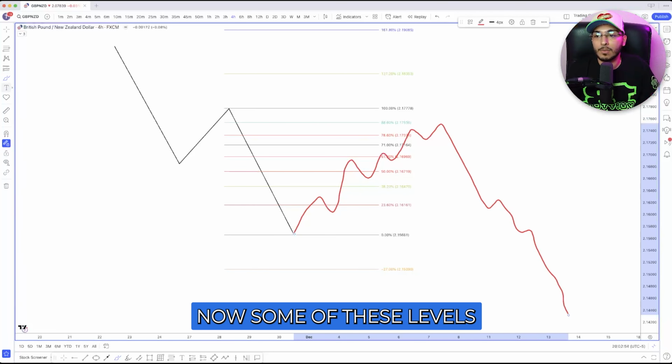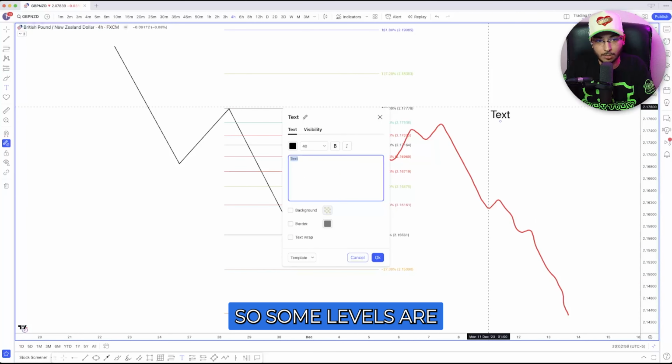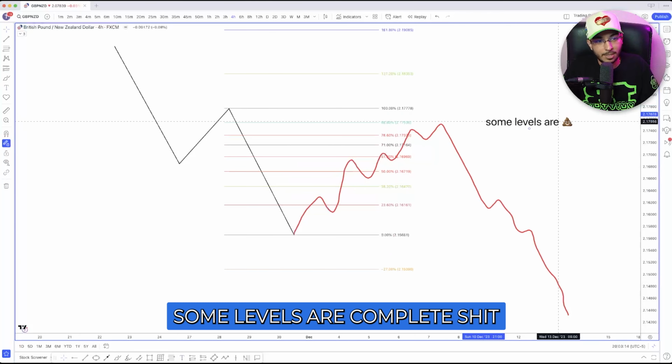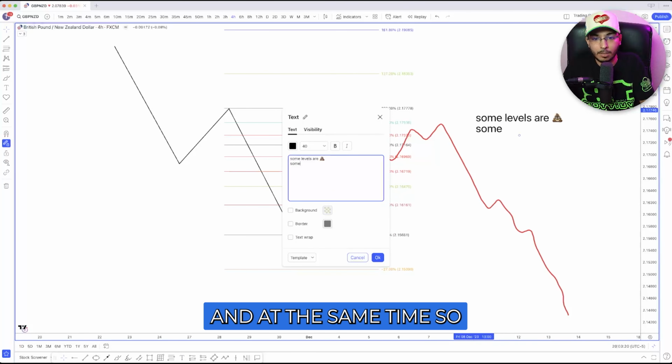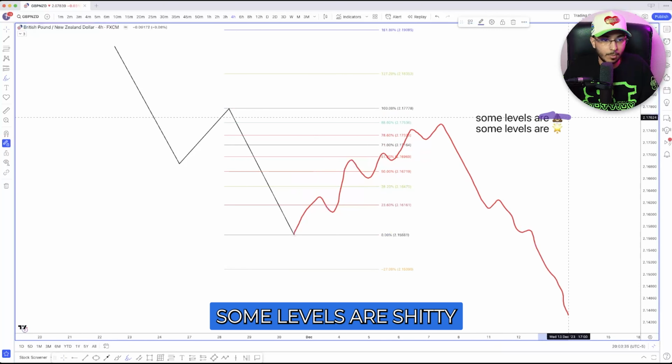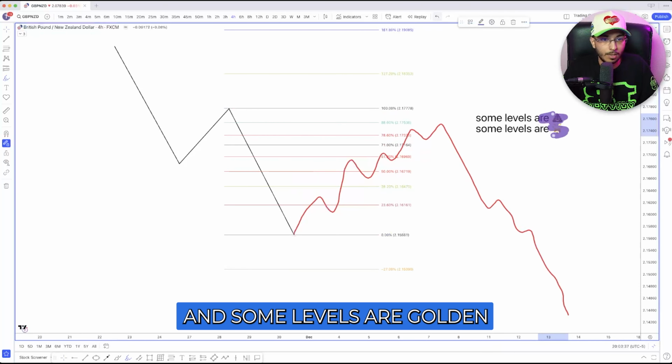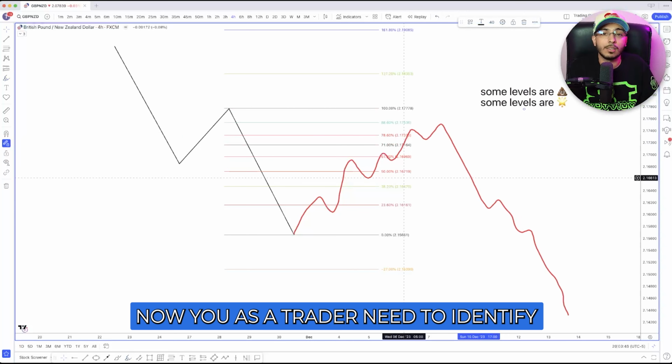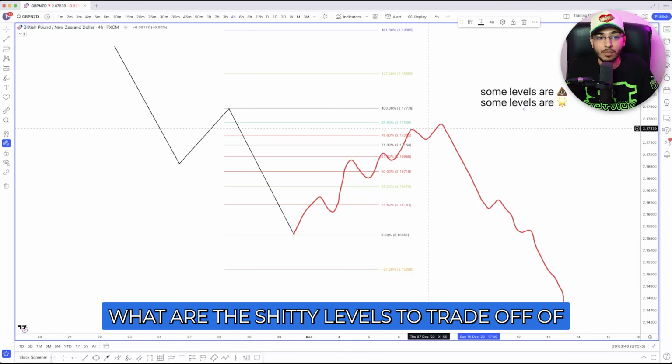Now, some of these levels are complete bullshit. Some levels are complete shit. Just so you guys have a good example, some levels are shitty and some levels are golden. Yes, some levels are shit, some levels are golden. Now, you as a trader need to identify what are the shitty levels to trade off of and what are the good ones.